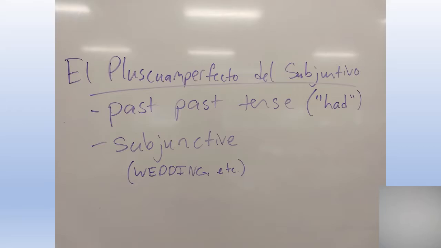Just like any other subjunctive tense, the pluperfect subjunctive is triggered whenever you have any of the cases like wedding. You can also see it in if clauses, and you can also see it in adverbial clauses, which is something that we'll learn about later in the year. So anytime that you would use subjunctive, you would use pluperfect subjunctive if it happened way in the past.